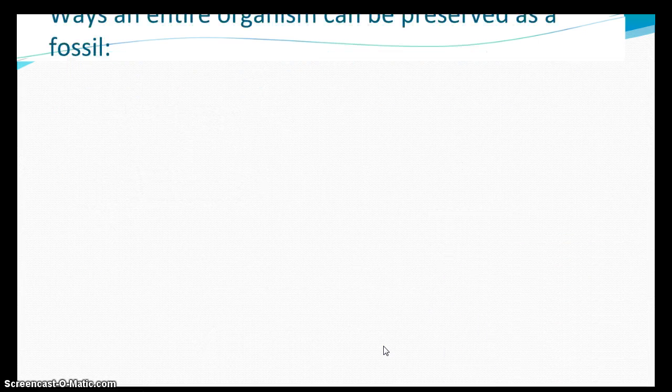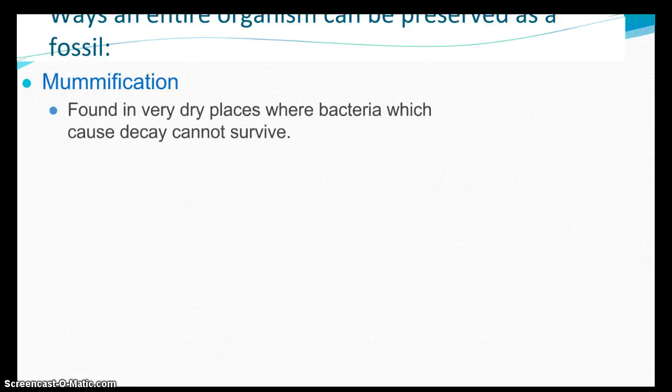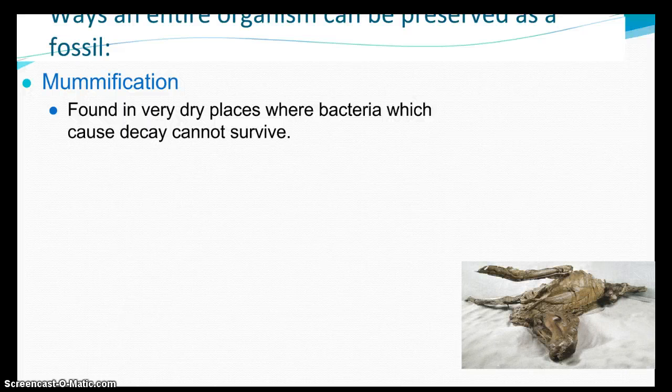Ways that an entire organism can be preserved are numerous. The first way is through mummification, and you guys are probably familiar with the Egyptians being mummified, but what happens is this really only works in very dry places where bacteria that cause decay can't survive. This is a picture of sort of a mummified horse. And often, with the Egyptians, they actually made super dry chambers that the humans were prepared within and left in. And it actually works pretty well.